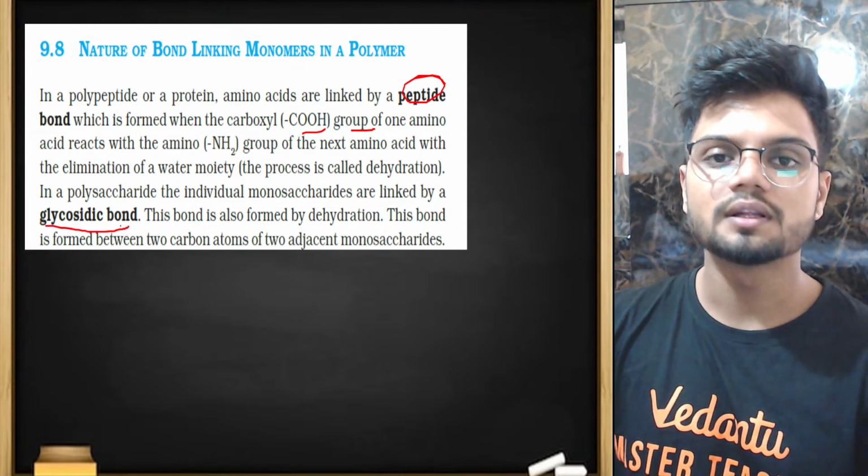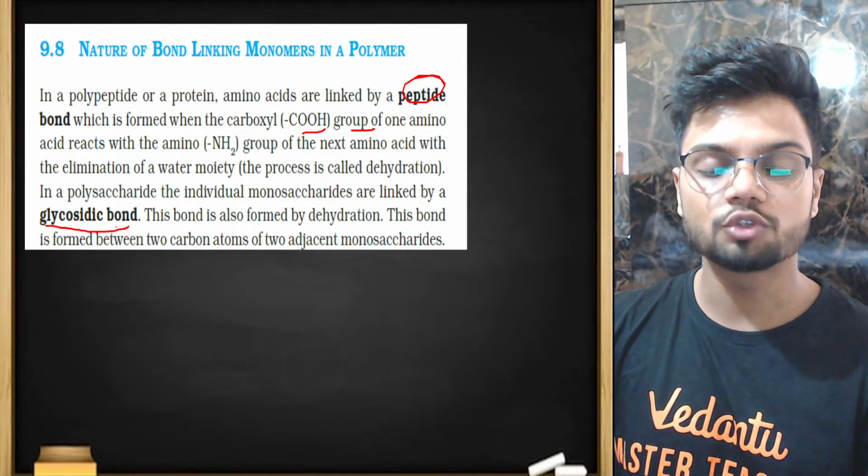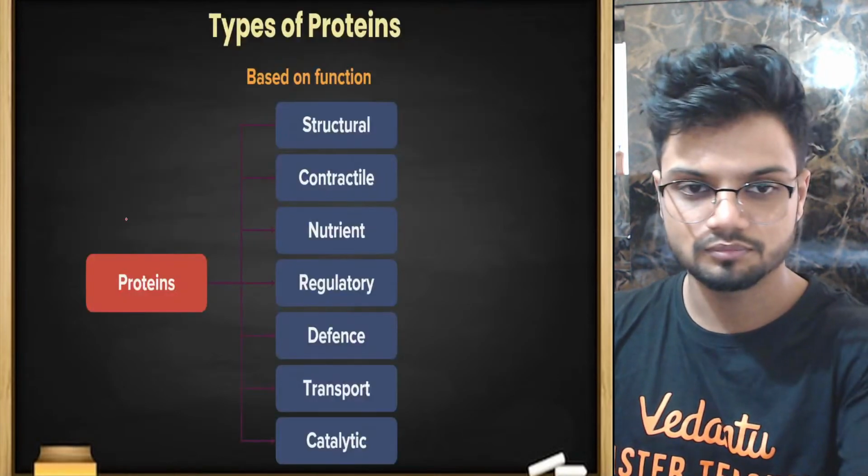Glycosidic bond is found where? Glycosidic bond is formed between two carbohydrates.